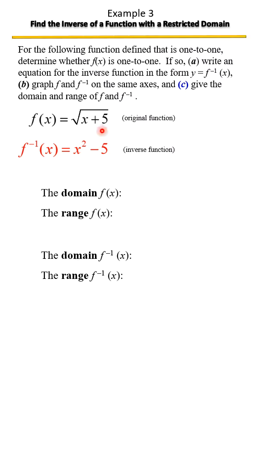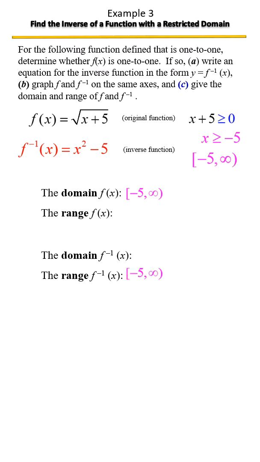Recall when you have a square root function, to find the domain, you simply take whatever is underneath the radical, set it to greater than or equal to 0, and solve for x. To solve this for x, we would need to subtract 5, and x would be greater than or equal to -5. So to write that in interval notation form, it's going to look like so. So that would be the domain of our original function, and if it's the domain of our original function, it becomes the range of the inverse.